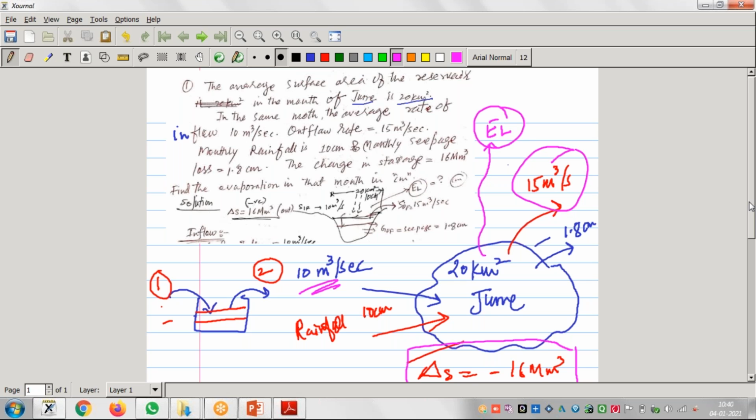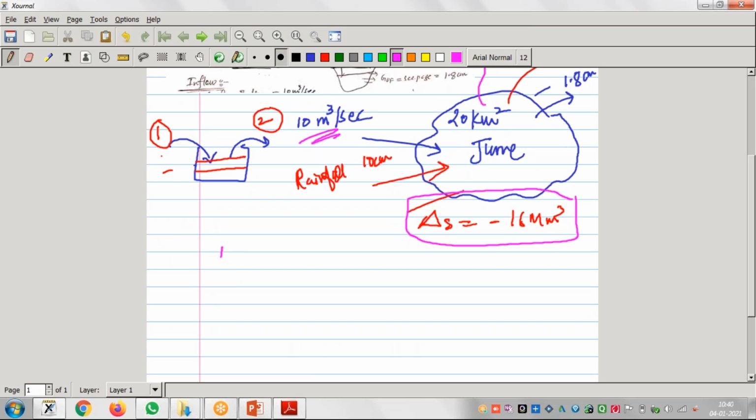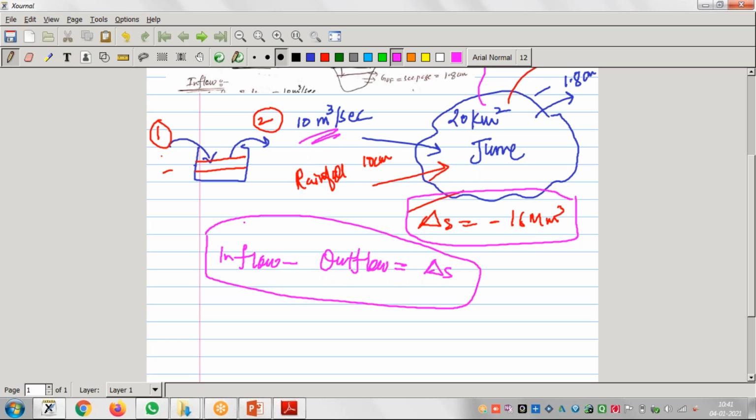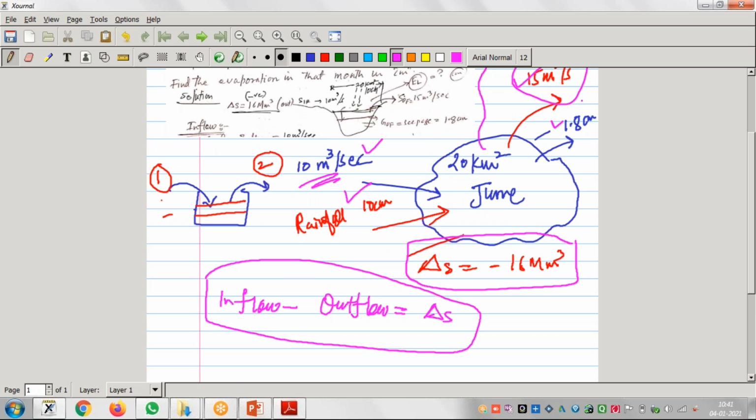So we know that our basic equation is inflow minus outflow is equal to change in storage, right? This is our basic equation. Now we know what is inflow. This is inflow 1, 2, right? And outflow is how much? This one 15 meter cube and 1.8 centimeter. And this area is given, right? And evaporation is also outgoing, but we don't know. We have to find what is that.